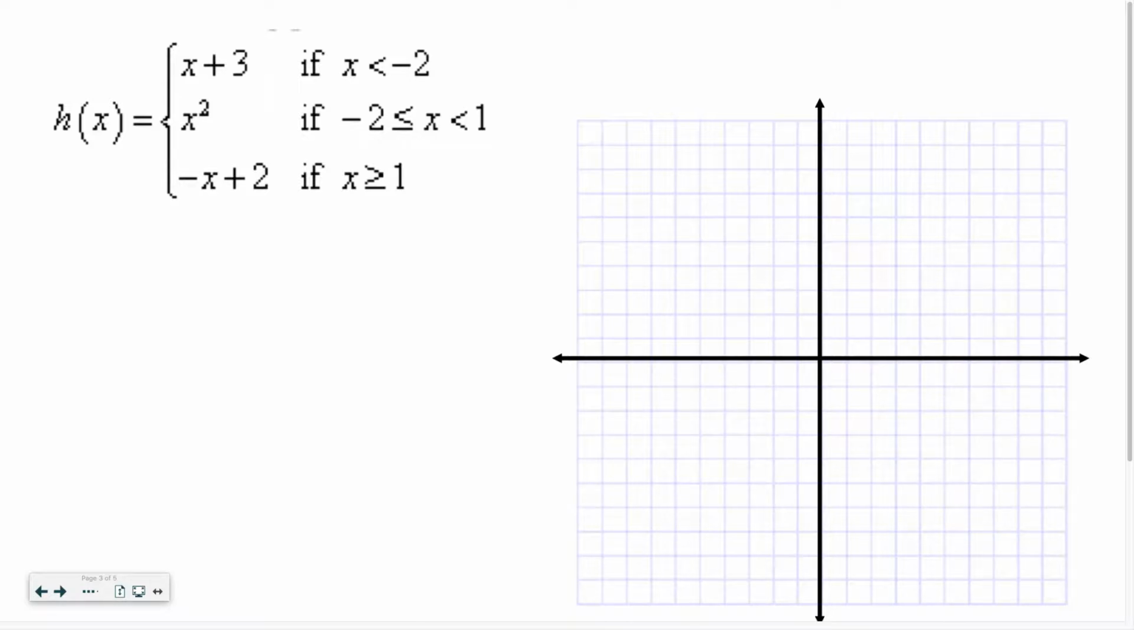For your first piece, you should have an open circle at, is it -2, 1? And then you have a line with slope 1. So it should look like that. A little bit crazy. For your last piece, -x plus 2, we have a closed circle at 1. Is it 1, 1? Right. And we have a slope of -1.